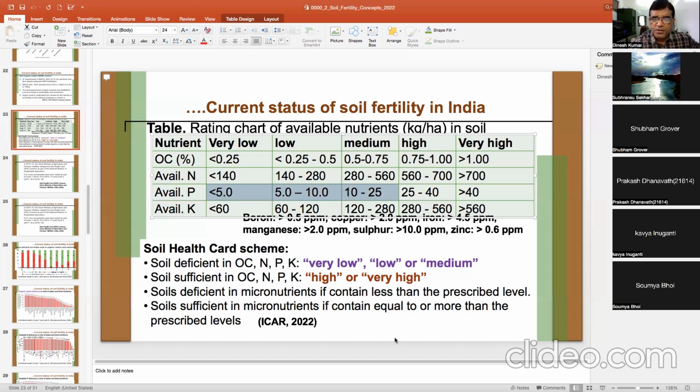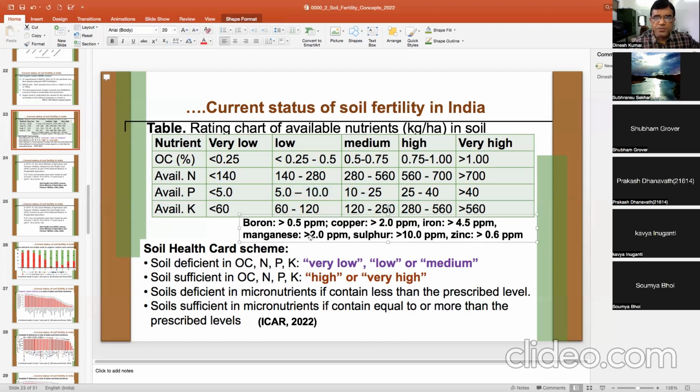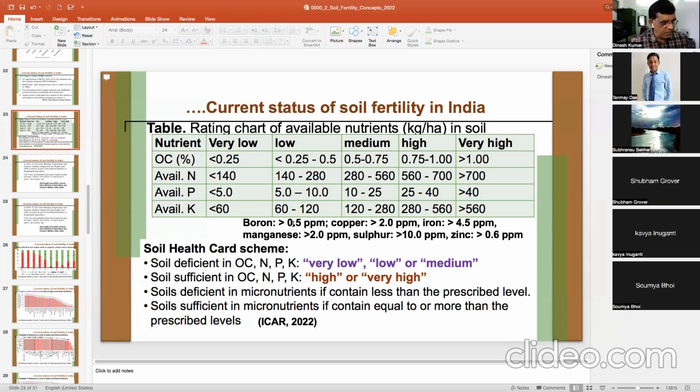Similarly, you see the micronutrients. So these are actually critical levels of micronutrients in soil. So boron, if boron is more than 0.5 ppm in soil, that means it is sufficient. If it is less than 0.5, it is insufficient or deficient. For the micronutrients, we do not have classes like low, very low, medium, high, and so on. In this case, only one parameter is there, that is the critical level of the micronutrient. So in this case, it is 0.5 for boron.